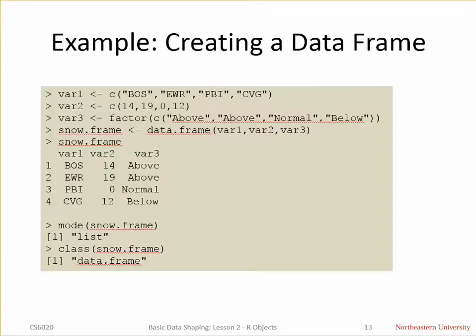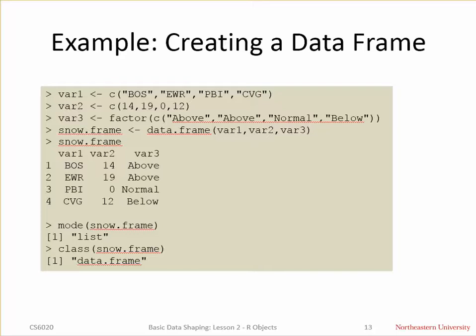Let's say we have three vectors, var1, var2, var3. The first one is a set of cities as characters. The next one is a set of numbers, and the next is a factor with the levels above, normal, and below. And you want to create the data frame snow.frame. Again, remember that the dot in R is not really a property type, it's just part of a variable name. So here we use data.frame with var1, var2, and var3 as the input vectors. That creates a data frame called snow.frame.